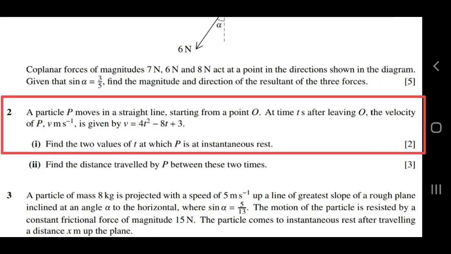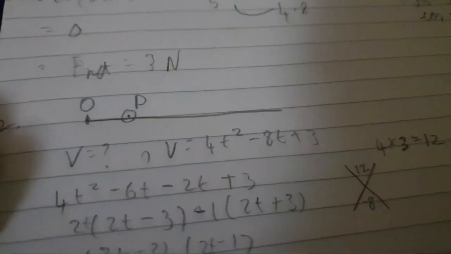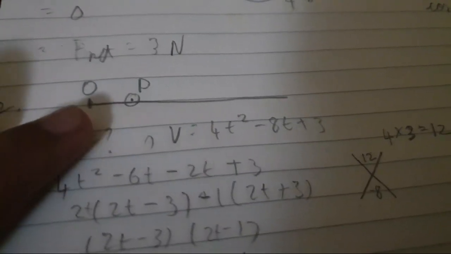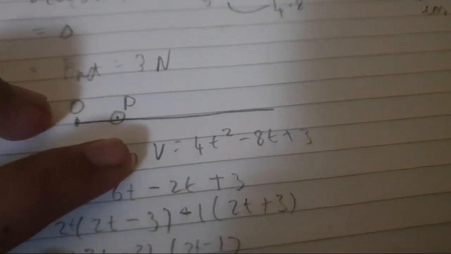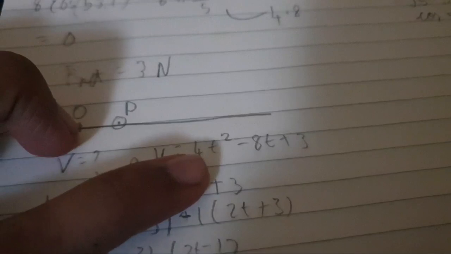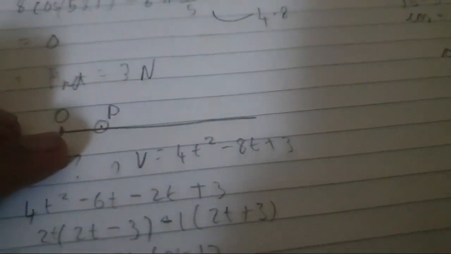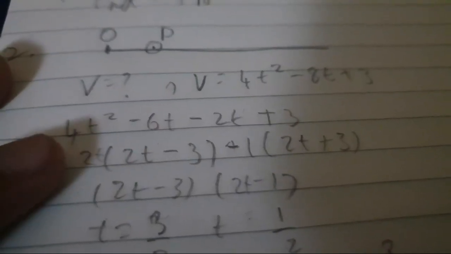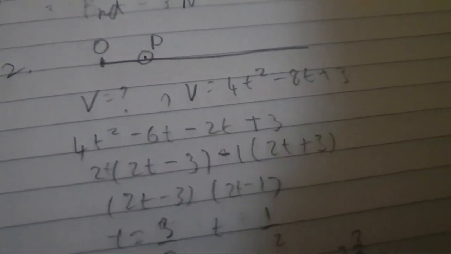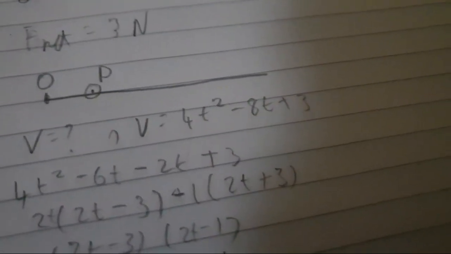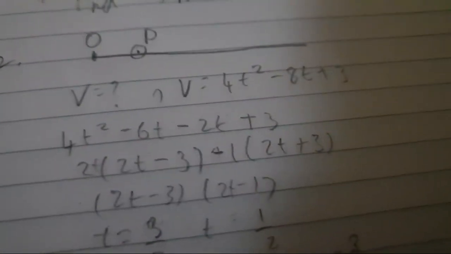In the second question, it asks us to find the two values of t at which P is at instantaneous rest. P is moving in a straight line starting from O. T seconds after leaving O, P's velocity is equal to 4t squared minus 8t plus 3. So this is after leaving O. The question asks us to find both possible t values. Evidently, the question asks us to use a quadratic equation, thus we use middle term factoring.